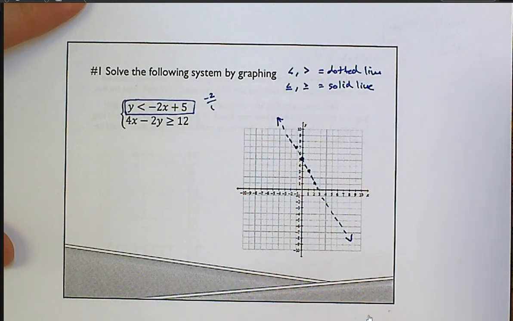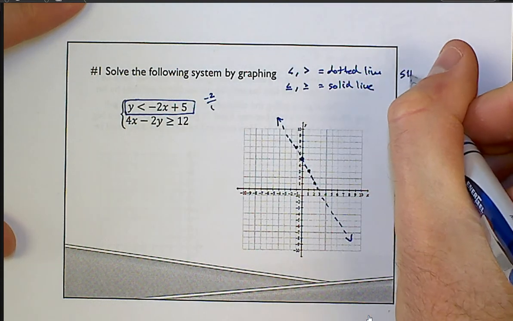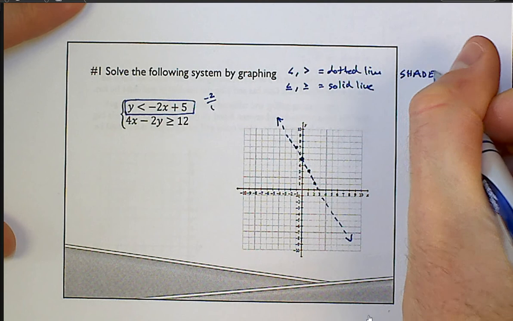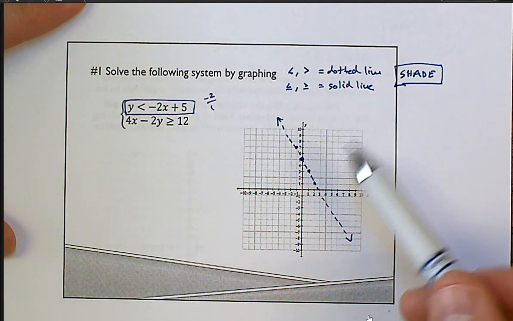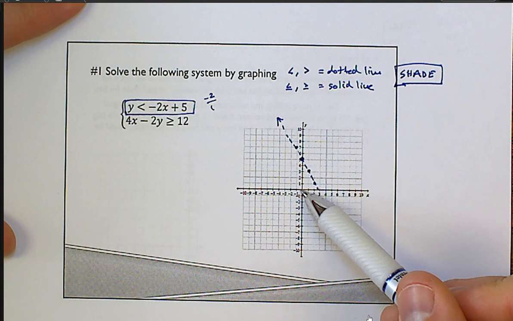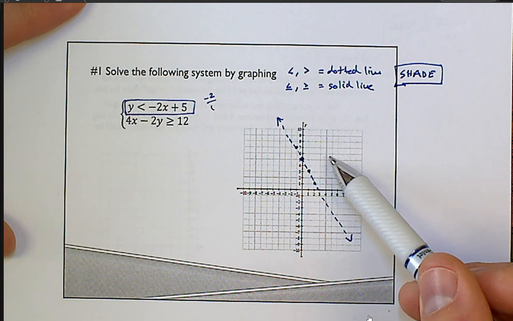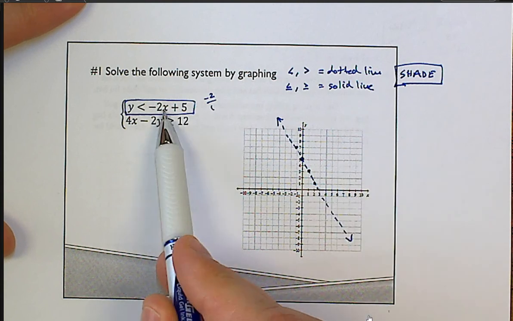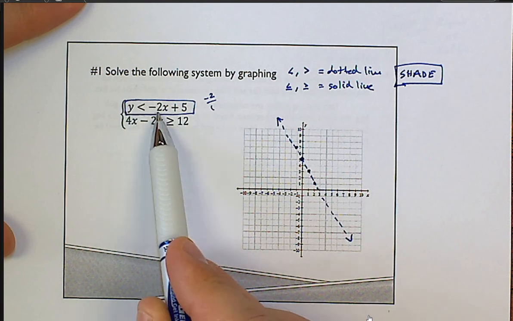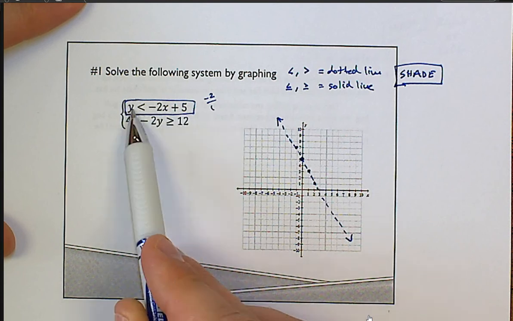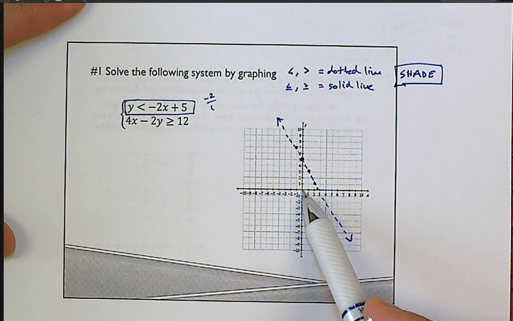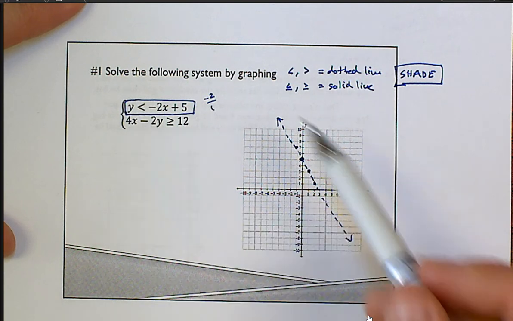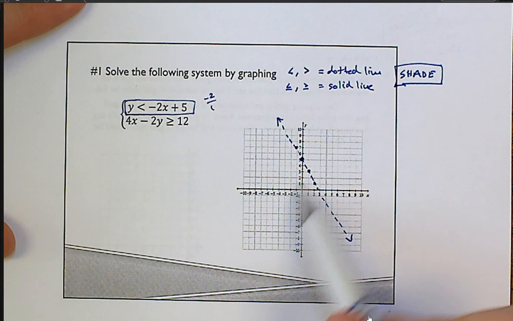And so what we're going to be doing here is shading. So you're going to have to shade properly, and there's a lot of different ways you can do this. You can pick a point either to the left or to the right of the dotted line, like 0, 0, and plug it in. So 0 less than negative 2 times 0, which is 0, plus 5. Is 0 less than 5? That would be true. So that means that this point right here, 0, 0, falls into the solution set of this inequality. So we would shade everything to the left or below the line.